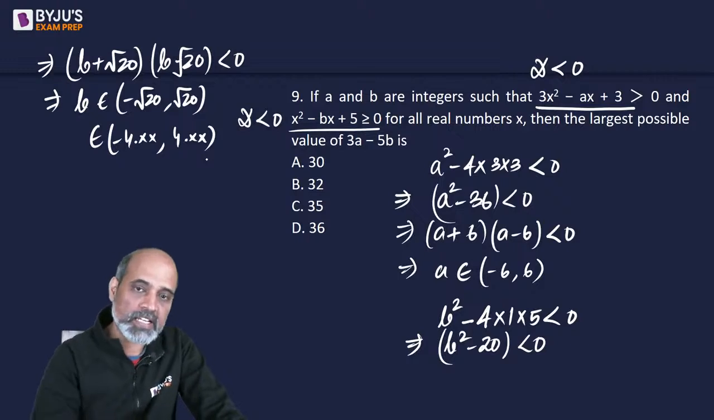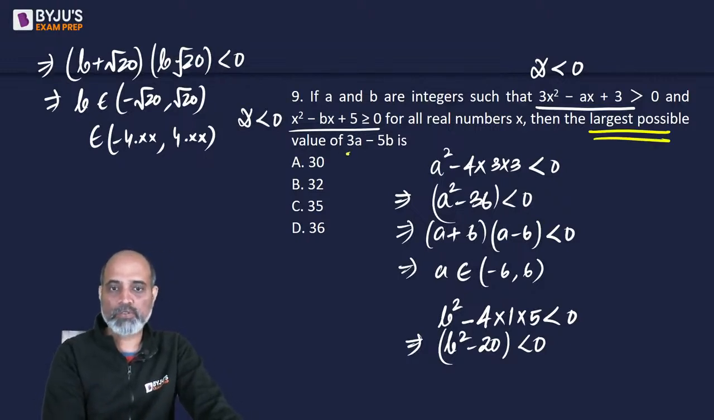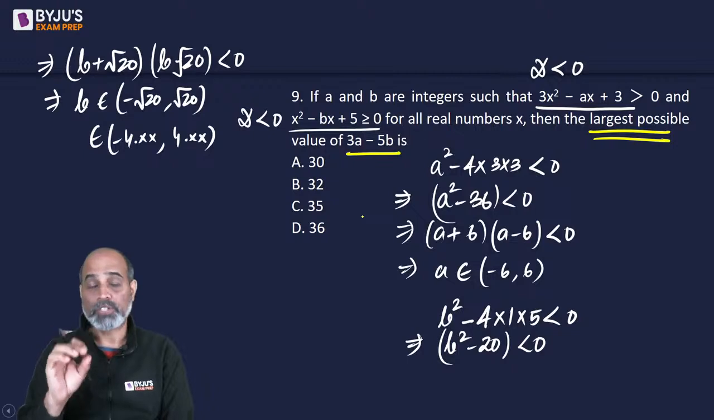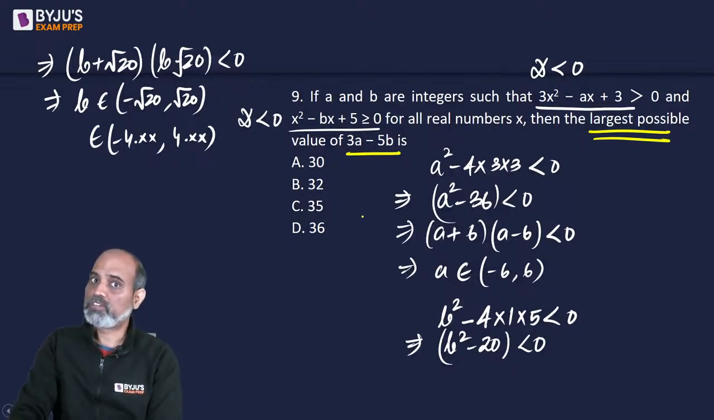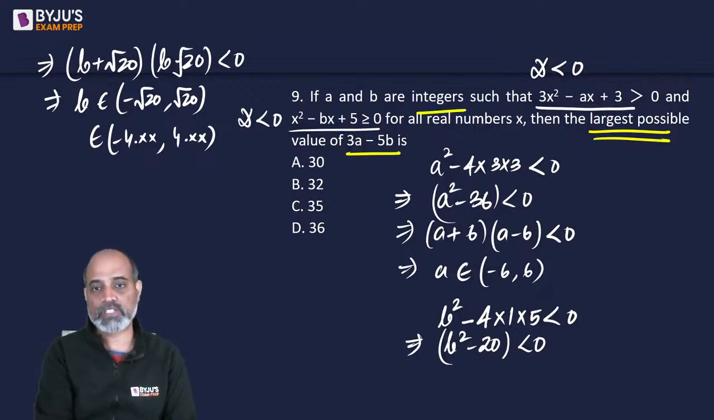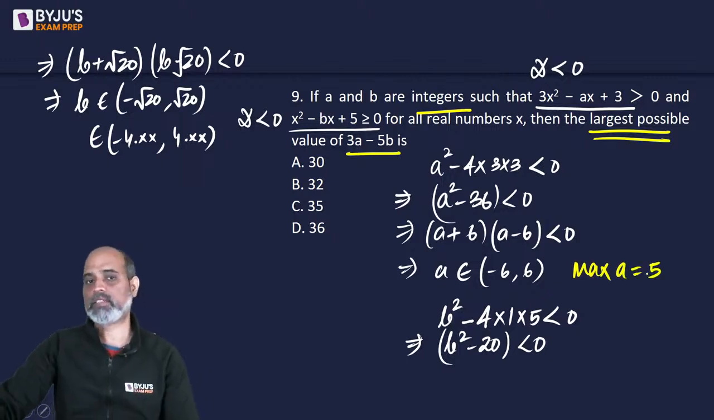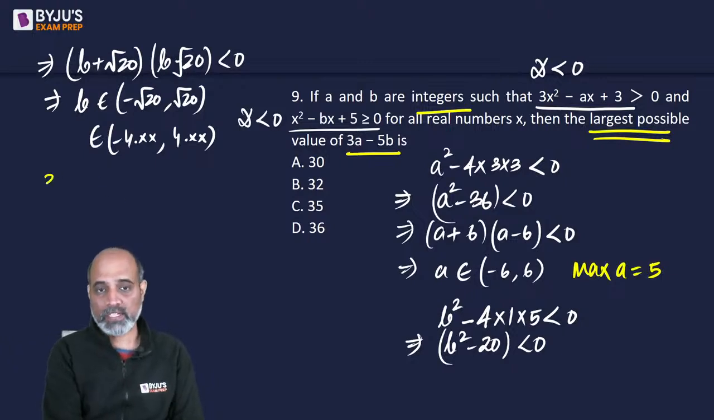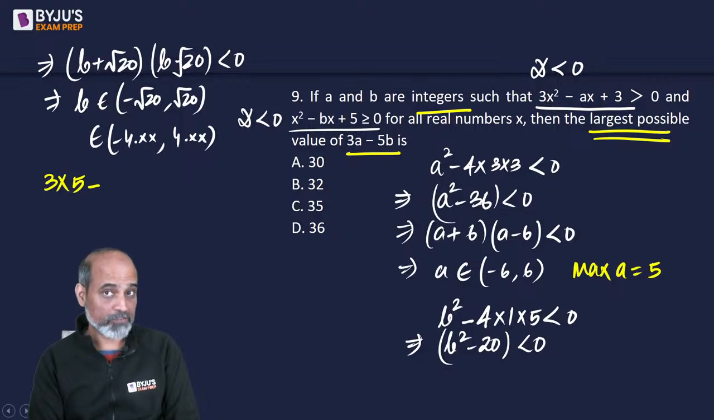Now the question is asking us the largest possible value of this. Now 3a is going to be largest when a is the largest. So the largest a that we can take, wherein a is an integer, is 5. 5 से बड़ा हम ले नहीं सकते, right? So this will result in 3 into 5. Now minus 5b, not 5b. Minus 5b is going to be largest when b is negative with the highest magnitude.